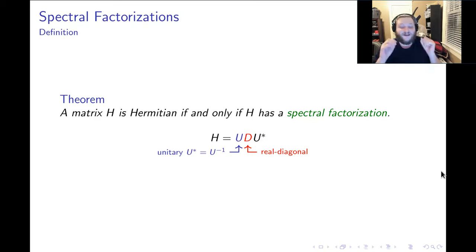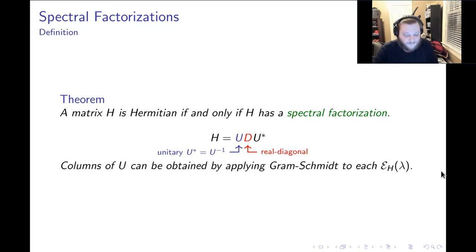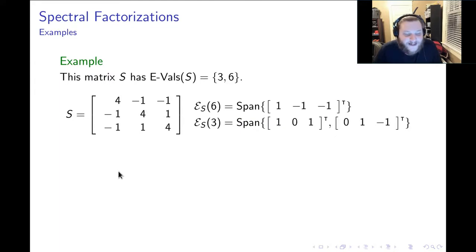So the spectral theorem can be summed up in this one cool factorization. So this is called a spectral factorization. And how do we construct the columns of U? Well, the way we construct the columns of U is we go to every eigenspace and we apply the Gram-Schmidt procedure. Remember, Gram-Schmidt takes any basis of any space as an input, and then as an output, we get an orthonormal basis for that space. Cool. So let's look at an example.